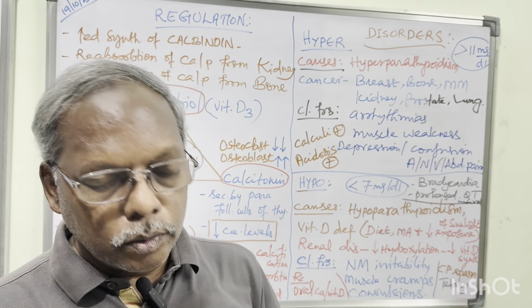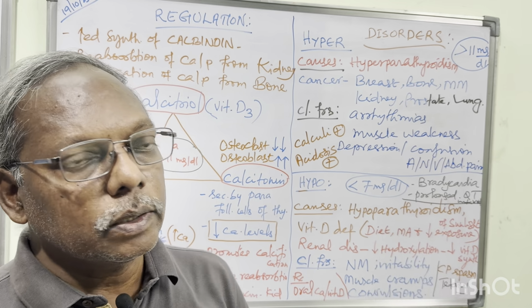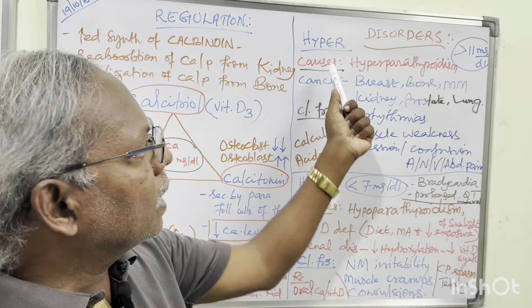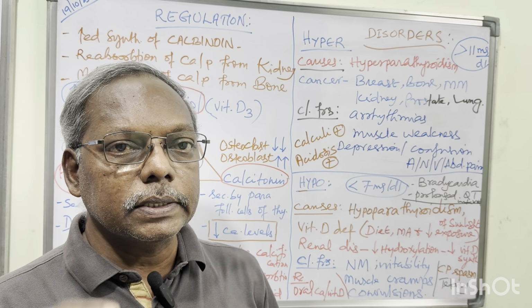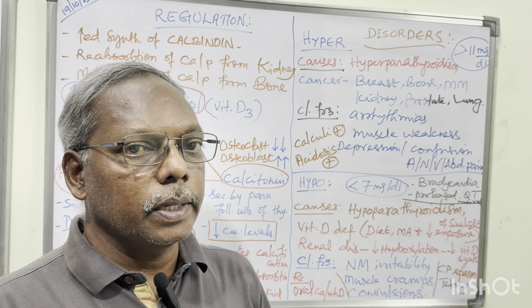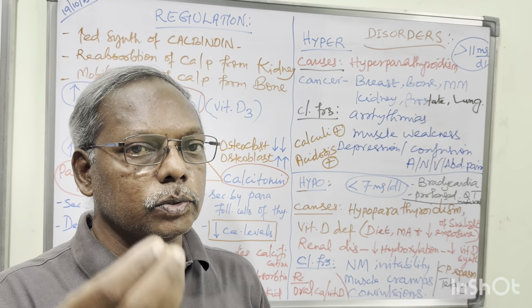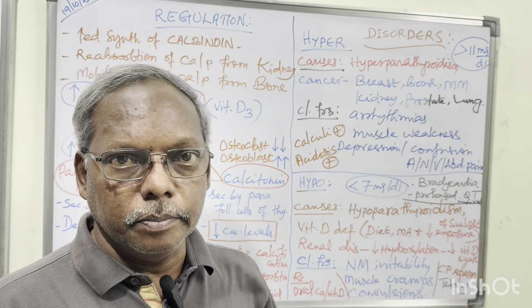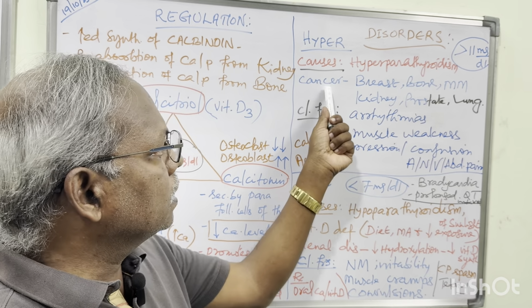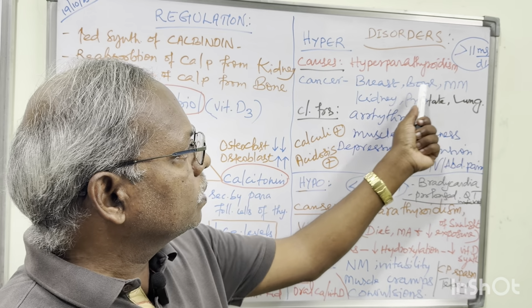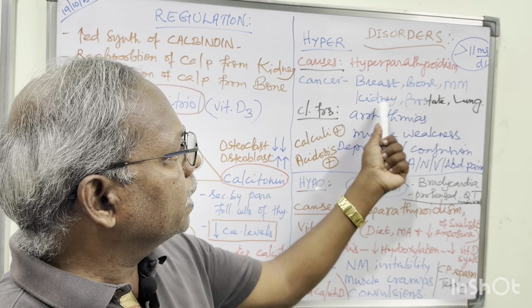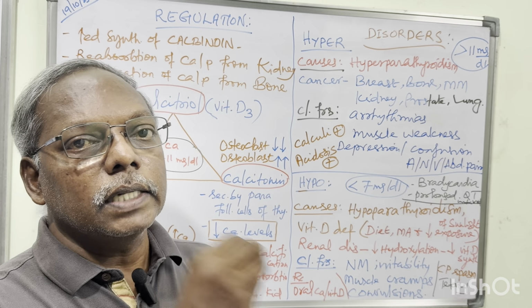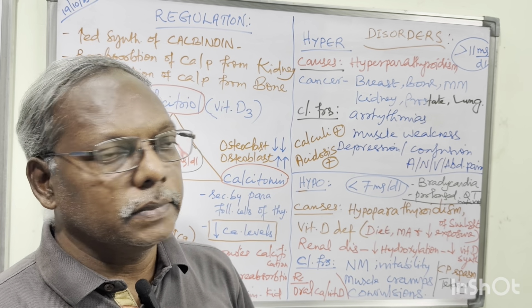Coming to the disorders, we have two entities. One is hypo and another one is hyper. First one is hypercalcemia, more than 11 milligram. For the causes, you have to give some 2 or 3 causes and what are all the clinical features. Usually these will be the asking questions for you. Causes: first one is hyperparathyroidism. Second cause is cancer: breast, bone, multiple myeloma, kidney, prostate, lung. All the cancers are causes for hypercalcemia.